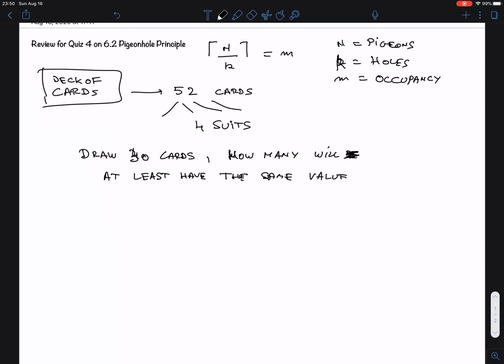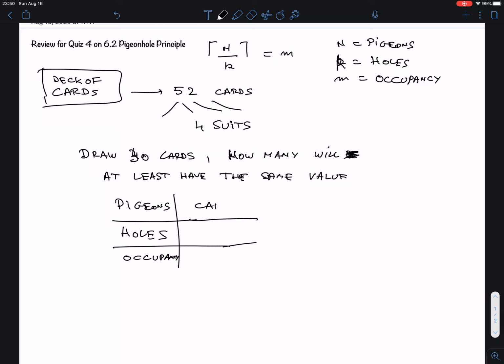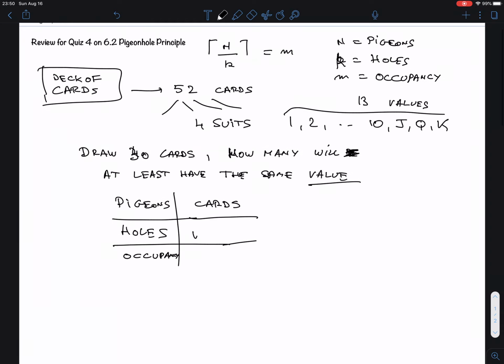Okay, so let's think about what the things are here. As always, we analyze this by determining what our pigeons are, what our holes are, and what our occupancy is. What are the pigeons? Well, those are the cards that I'm drawing. What are the holes? The value of a card. I remind you, there is the 1, 2, up to 10, and then the jack, the queen, and the king. These are what I call the values of the cards.